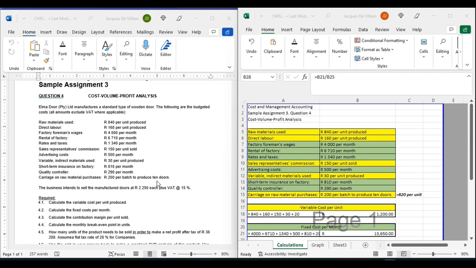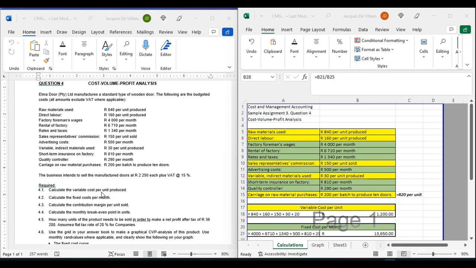Then they say to us, the first thing that we must do is calculate the variable cost per unit. Now, this is actually a giveaway because they have given us either a cost per unit or cost per month. If there is a cost per month, then we know it's a fixed cost. And if there is a cost per unit, we know it's a variable cost. So all of these are simple. The raw materials is 840. The direct labor is 160. The sales reps commission is 150. And the variable indirect materials is 30 rand per unit.